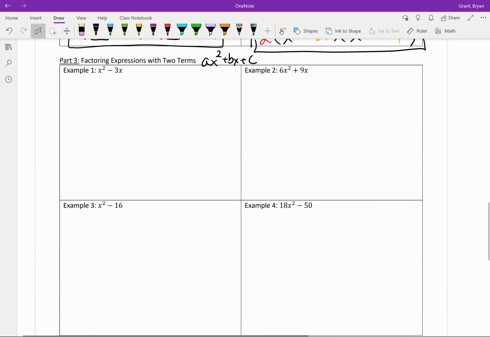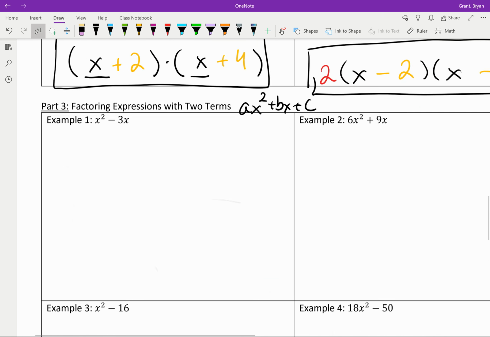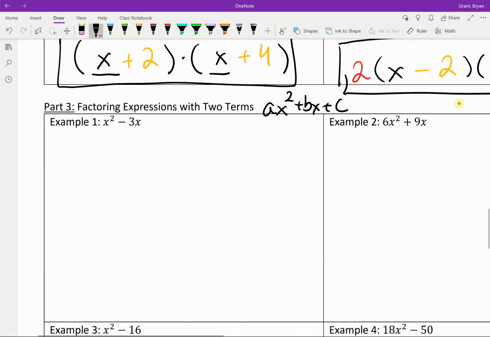And I'm going to show you how to set those up first, and then I'm going to show you the shortcut. So, box method wise, if we wanted to go through and tackle x squared minus 3x, you'll notice that it has the x squared part, it has the bx part, it's just missing the c at the end.